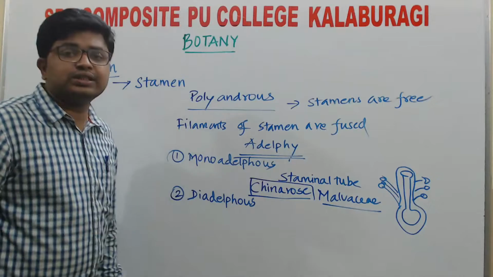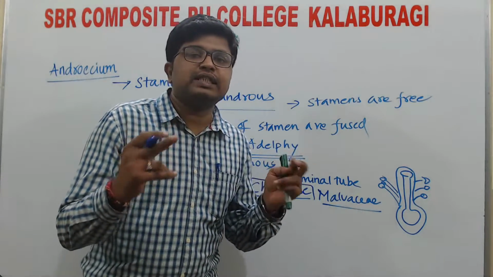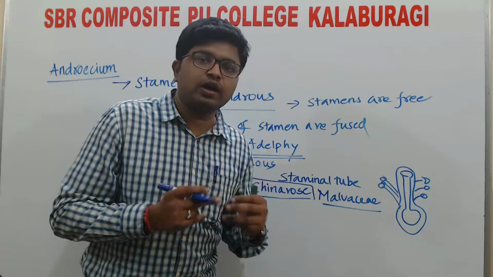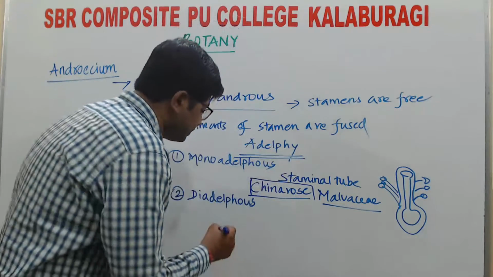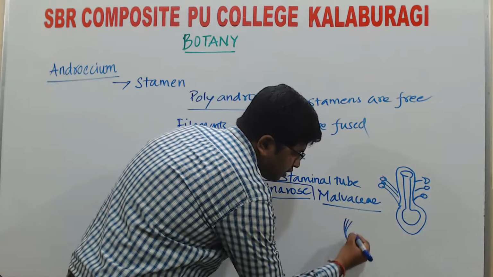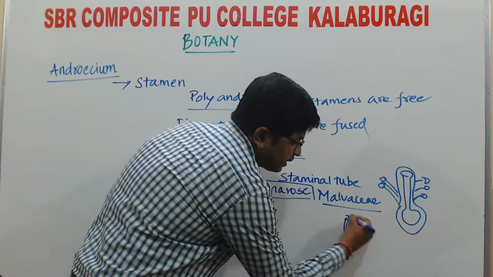Diadelphous condition. What is diadelphous condition? When the stamens are present in two bunches. When they are present in two bunches, we call it diadelphous condition. So you will see that one bundle will be like this, and the other will be separate like this.